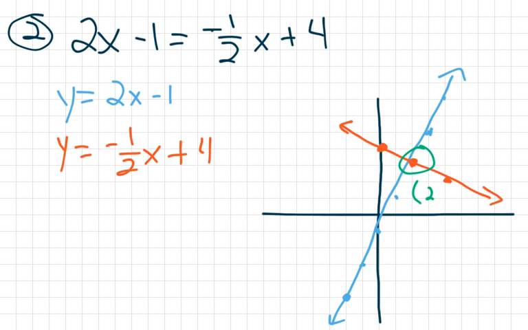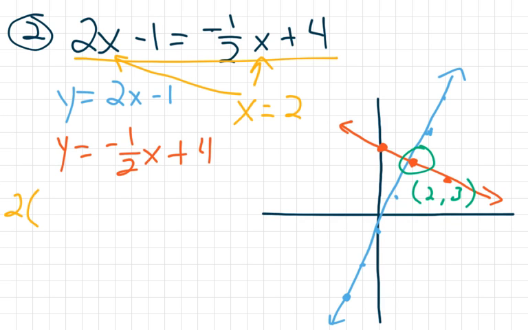So let's see, x value is positive 2, y value is positive 3. What we're really concerned with is the x value of 2. Okay, so we need to go back and plug it into the original equation. We're going to put it there, and we're going to put it there. So 2 times my x value, which we think is going to be 2, minus 1. We're going to see what negative 1/2 times your x value of 2 plus 4 is equal to.